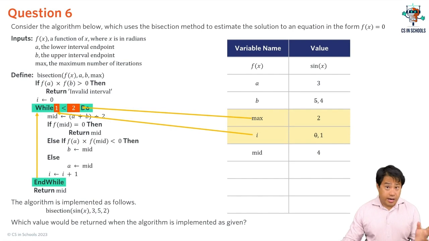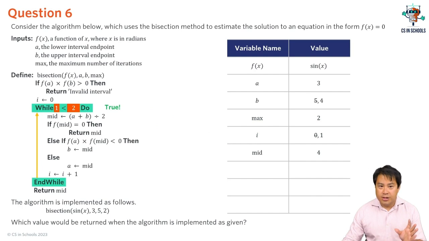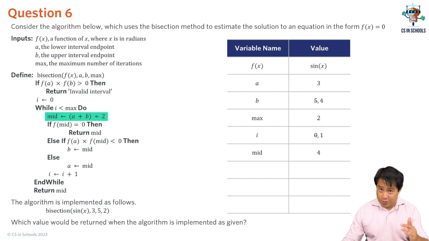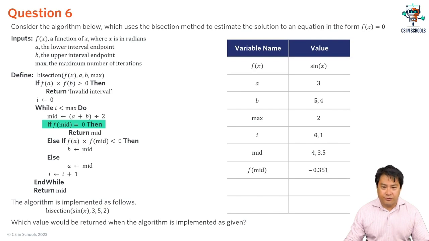Now we see that I has gone up from 0 to 1. 1 is still less than 2, so that's true. So the next line is we go into the while loop and we go again the second time. So let's go through, reevaluate the mid value. So mid will now change to 3.5. We're going to look at f of mid, which is f of 3.5, which is sine of 3.5, which is negative 0.351. Is that equal to 0? It is still not equal to 0. That's false. So we're going to do the follow-up if statement.